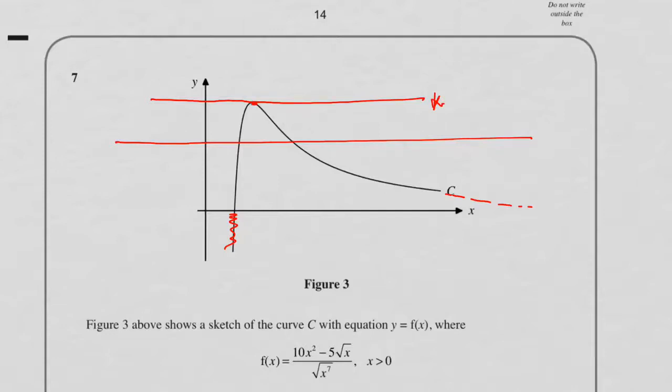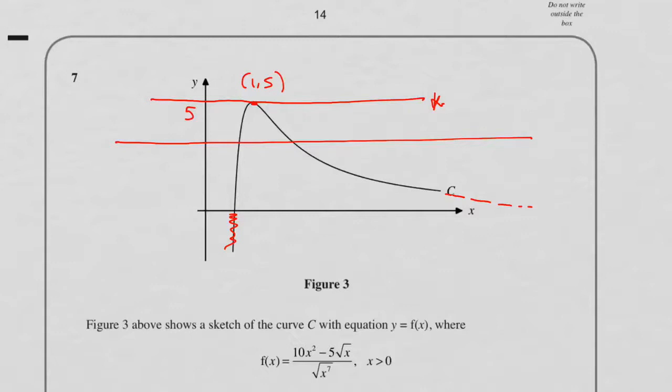Well, I've just found it. I worked out the coordinates of the maximum point and they were 1, 5. So that means the y coordinate there would be 5. And down here, if that curve goes on forever and ever but doesn't fall below the axis, then any line down here would also only cross once. And that line there is y equals 0.